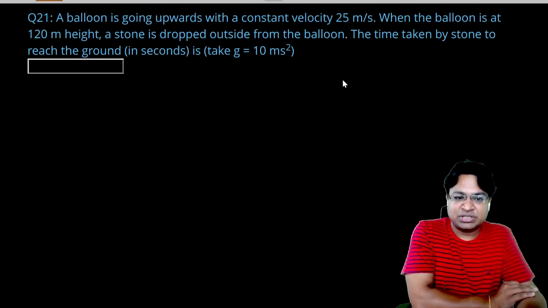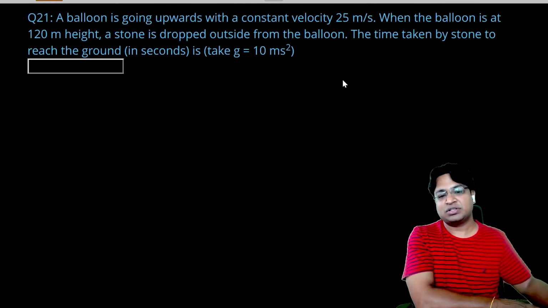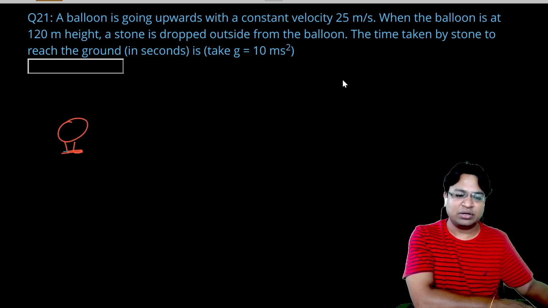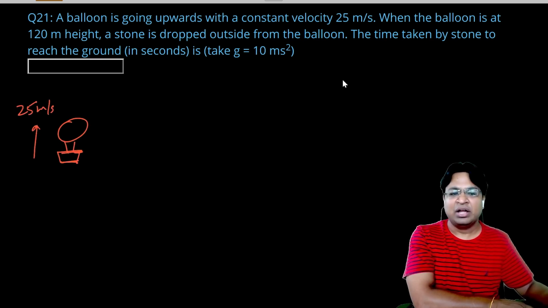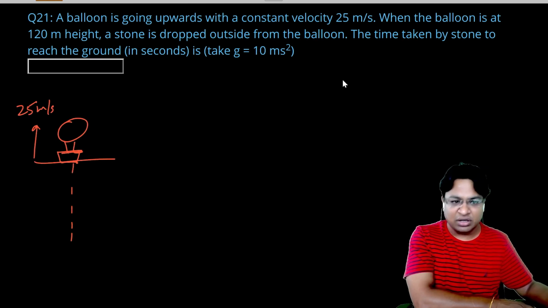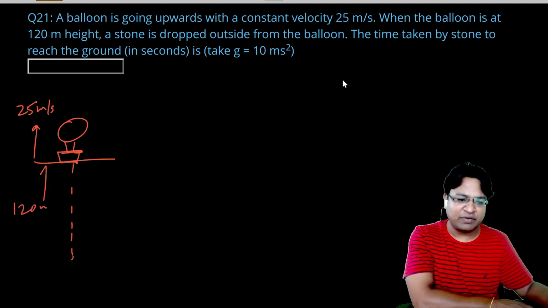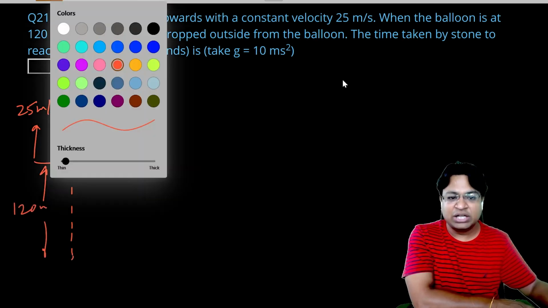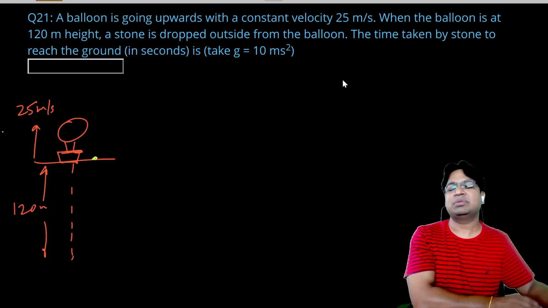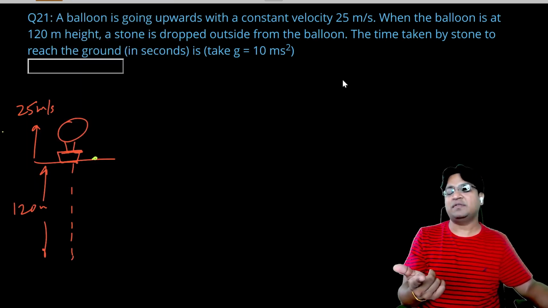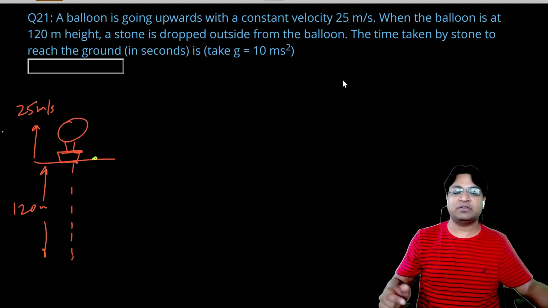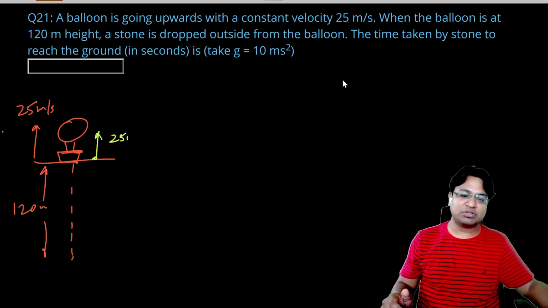So let's see what the question says here. A balloon is going upward with a constant velocity of 25 meter per second. So there is a balloon, maybe a hot air balloon, going up with a velocity of 25 meter per second, and when it is at a height of 120 meter, we drop a stone. Now, key point to remember here is that when you release something from a moving vehicle, the initial velocity of that thing is considered to be equal to the velocity of the vehicle. So the initial velocity was 25 meter per second.